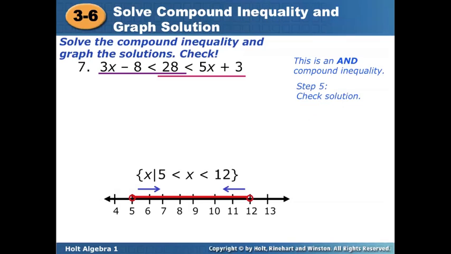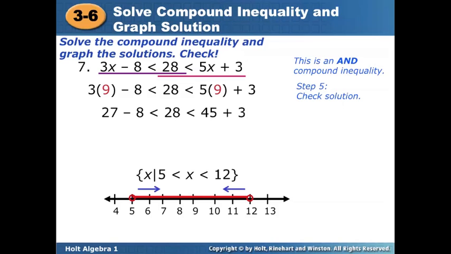Finally, you should check a solution from the shaded region. When you check, you just work it out a step at a time. We find here that 19 is less than 28, which is true, and 28 is less than 48, which is also true. So this checks out.